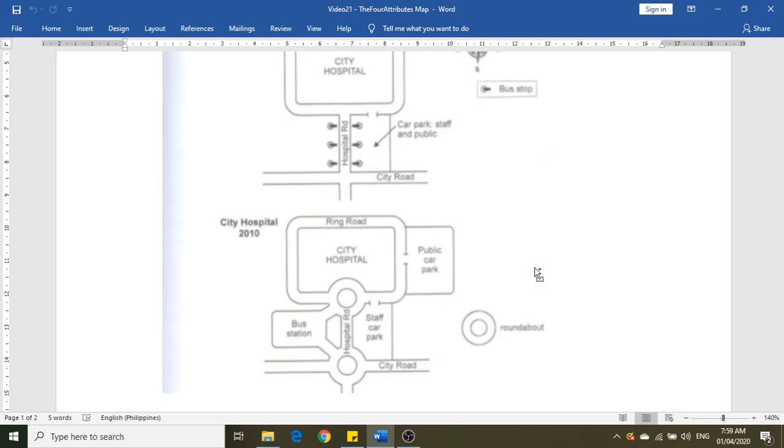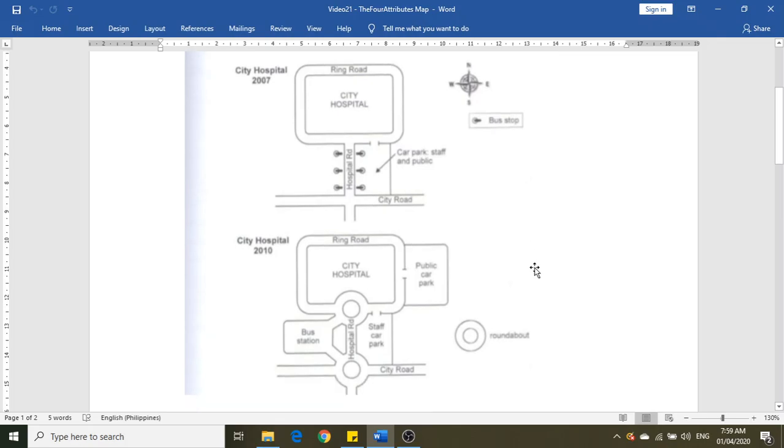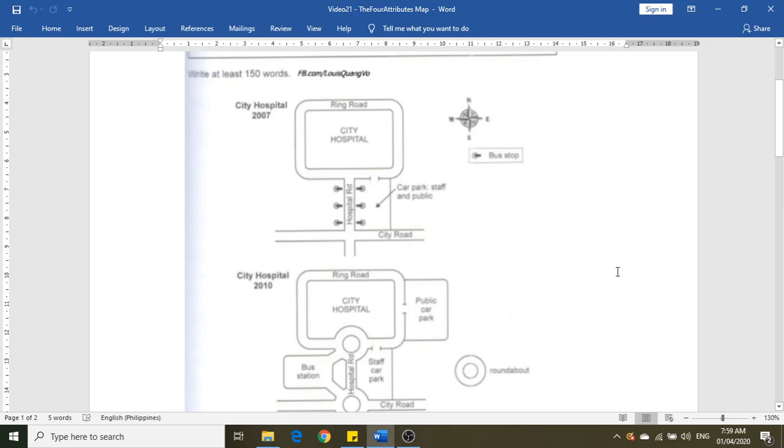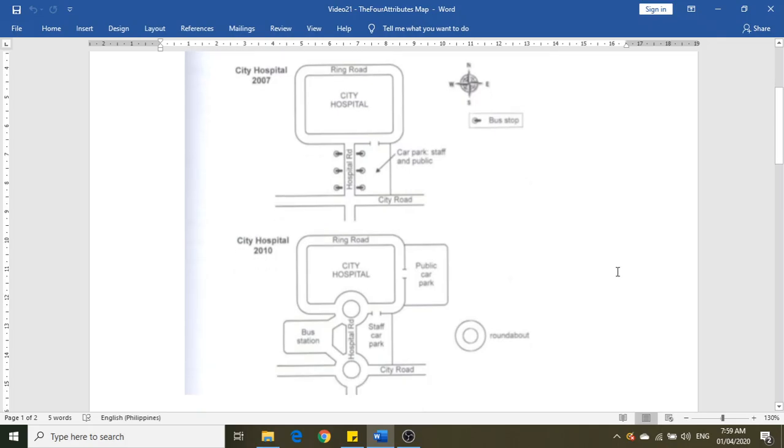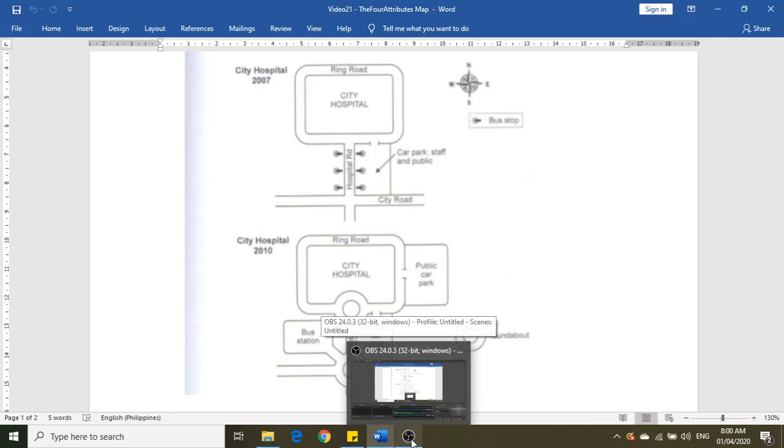So for the next video, what I will be doing is I will now be writing the essay live, and that video will be a more public video because this video is really more private for my students, for you, my dear student. So what I did here is I just demonstrated how to identify the four attributes as regards maps. But for the next task, what we will be doing is we will be writing it live without the lessons anymore.